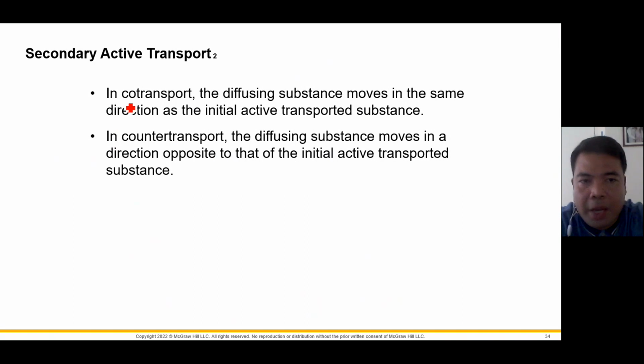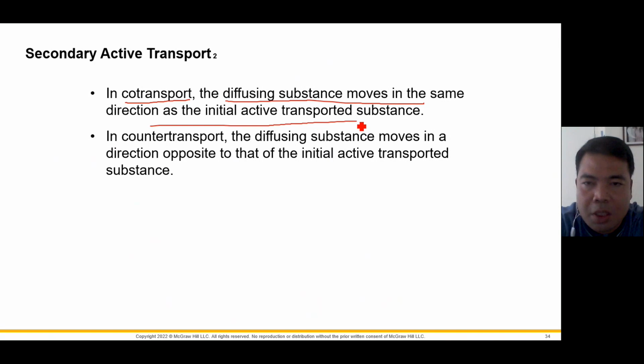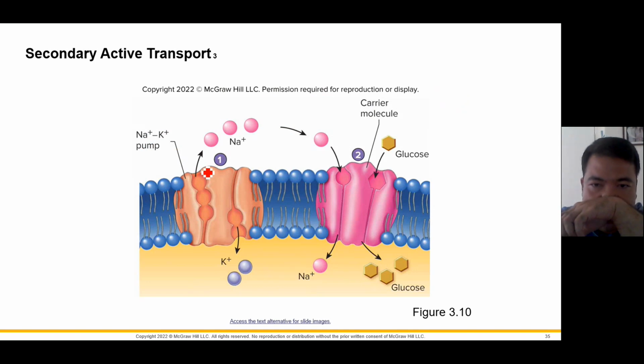Okay? So as the name implies, in co-transport, the diffusing substance moves in the same direction as the initial actively transported substance. Anong ibig sabihin nun? Okay. While in counter transport, the diffusing substance moves in a direction opposite to that of the initial actively transported substance. Kung titingnan niyo yung keywords dito, co-transport, same direction. Counter transport, in the opposite direction. Anong ibig sabihin nun?